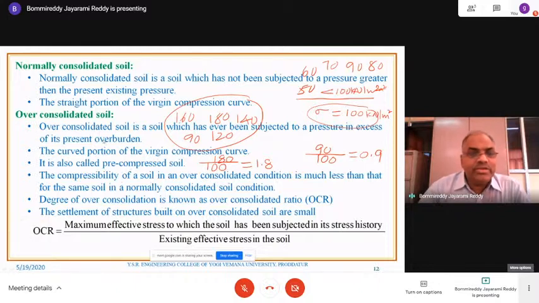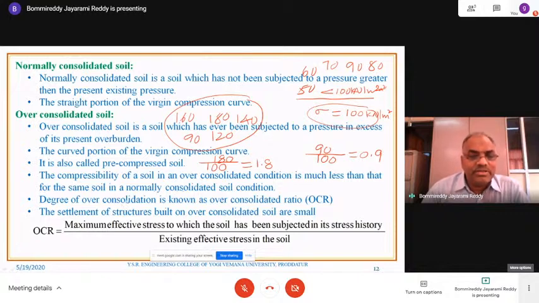I'll read the line once again. Over consolidated soil is a soil which has ever been subjected to pressure in excess of the present overburden pressure. Then it is also called pre-compressed soil. That means already compressed. Over consolidated means already consolidated, so the soils are called the pre-compressed soils. Compressibility of soil in over consolidated condition is much less than that of the normally consolidated soil.